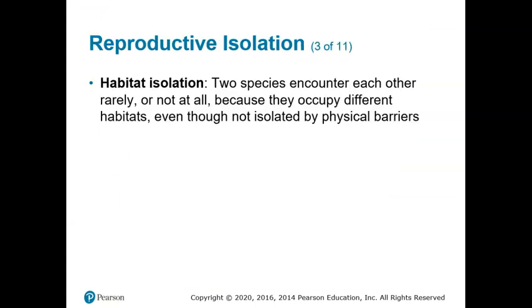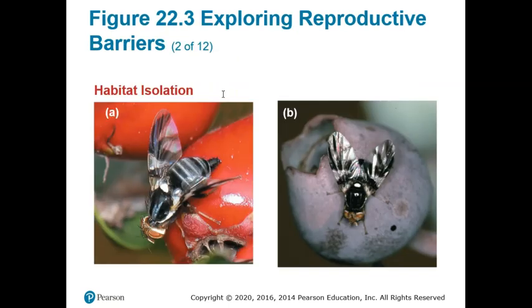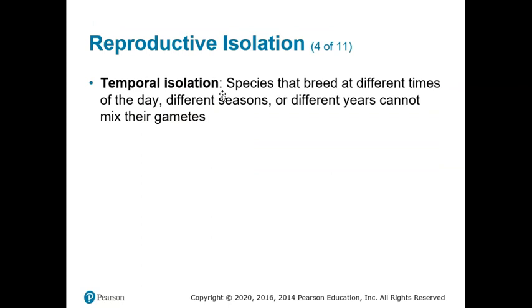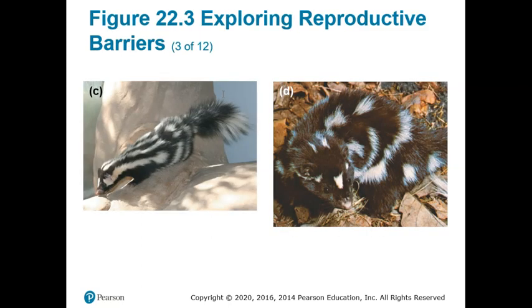So the habitat isolation is when two species encounter each other rarely. So you have these two different flies. One lives on different, yeah, there's blueberries. Murphy was just eating some blueberries. But there you go. Temporal isolation is when they come out at different parts of the year. So these skunks come out at different parts of the year.